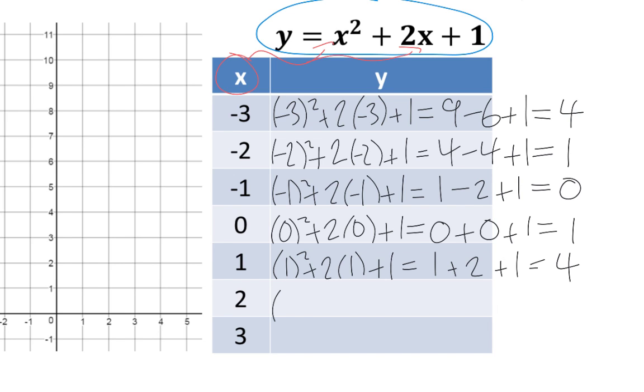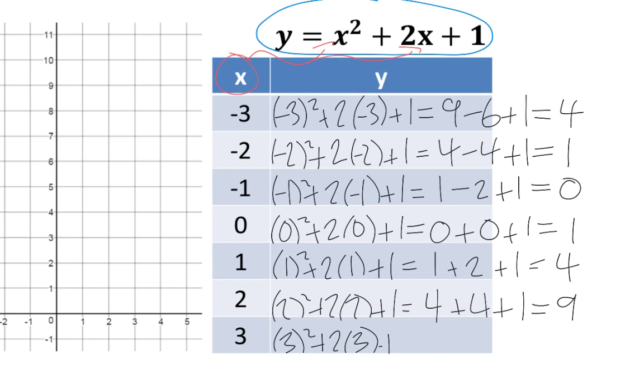Let's do this for 2. So 2 squared plus 2 multiplied by 2 plus 1. 2 squared is 4. Positive 2 times 2 is 4, and plus 1. 4 plus 4 plus 1 is 9. And last but not least, let's do this for 3. 3 squared plus 2 multiplied by 3 plus 1. 3 squared is 9. Positive 2 times 3 is 6, and that plus 1 stays the same. So 9 plus 6 plus 1 is 16. So what we have now are a series of coordinates. We're going to plot these points.